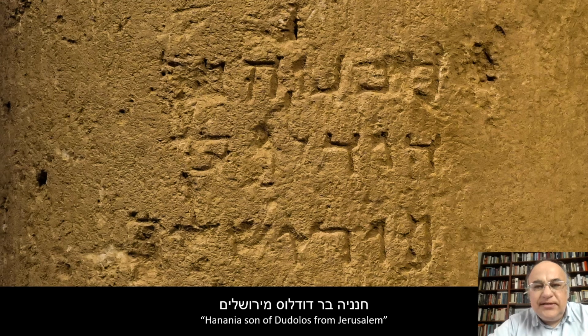It is interesting to note that although the village was very close to the city, Hananiah still found it meaningful to mention his Jerusalem origins. This is the first inscription which contains Jerusalem's name in scriptio plena, Yerushalayim in Hebrew.